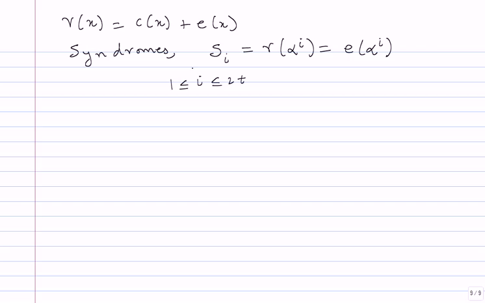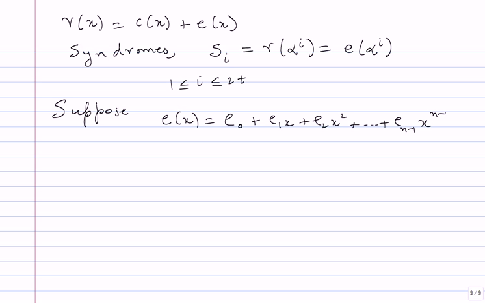Alright. So next, let's look at this E of X a little bit more closely. I'll write it a little bit differently. Usually you think of E of x as E0 plus E1 x plus E2 x squared plus so on till E_{n-1} x to the power n minus 1. Suppose this is actually x to the power i1 plus x to the power i2 plus so on till x to the power iw.